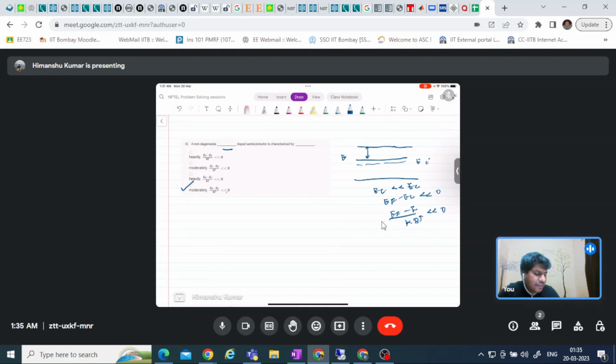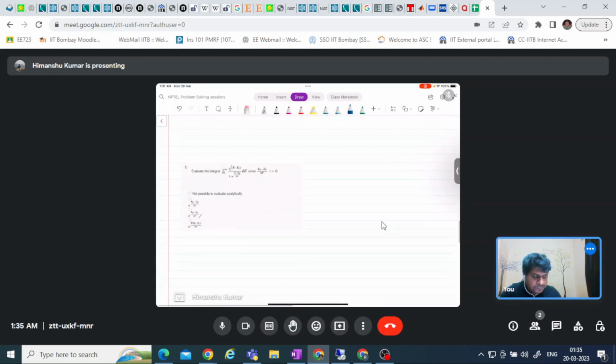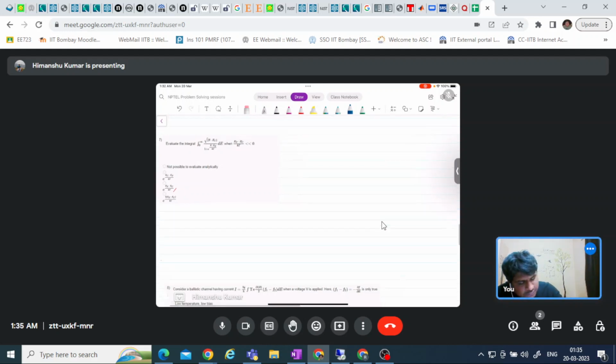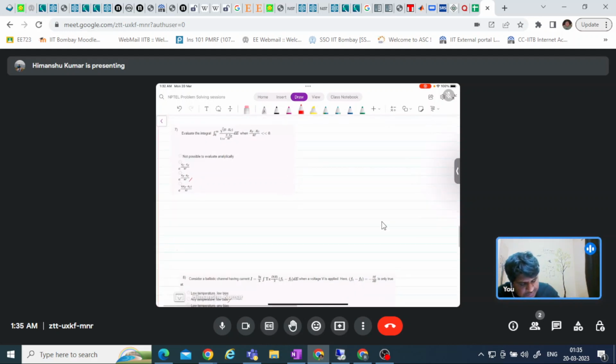So the correct option is the fourth option. So, yeah, this integral. In the next problem, it is asked to evaluate this integral for when EF minus EC is very less compared to 0. Basically, it's a moderately doped semiconductor.